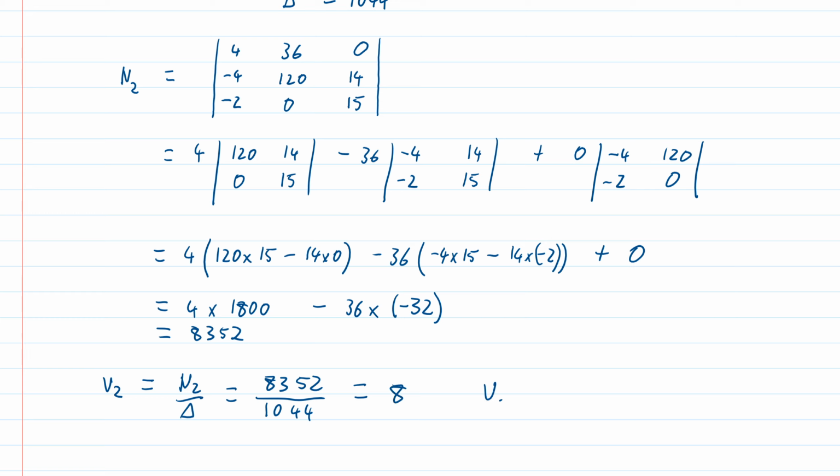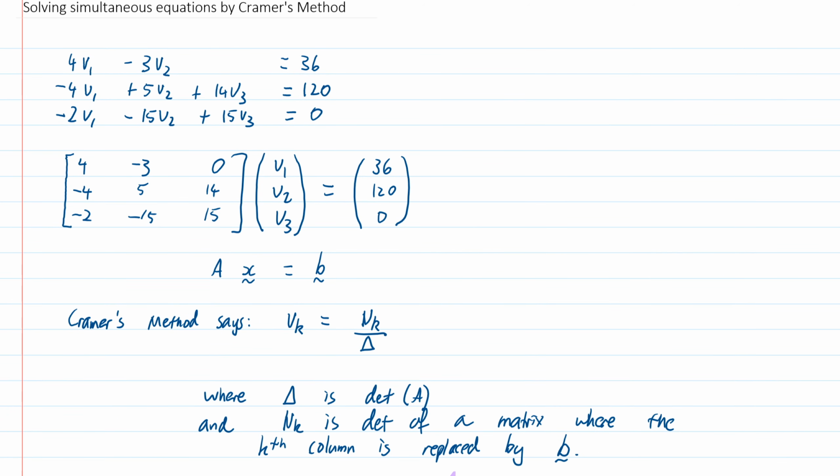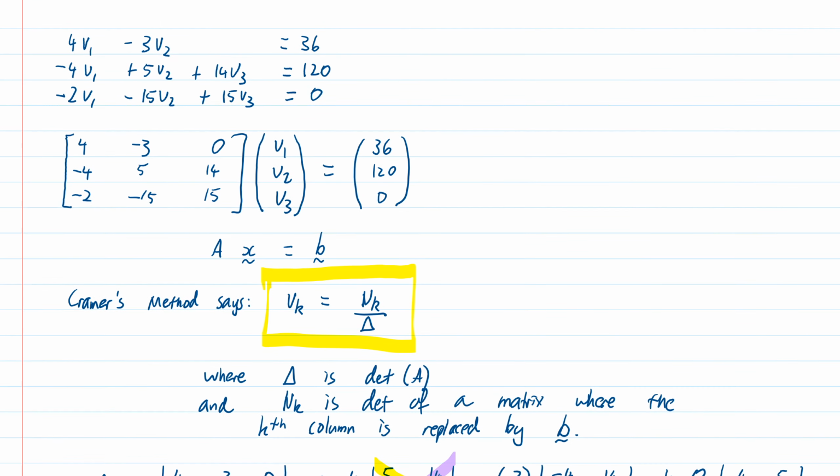So by using this method, I can go straight to one of the answers in my simultaneous system. So just to recap the application of Cramer's method, the fundamental equation is this one here that says that we calculate the kth unknown by this ratio nk divided by delta. So delta is the determinant of the A matrix. The A matrix is this set of coefficients for each of the variables. So the determinant of the A matrix gives me this delta here.